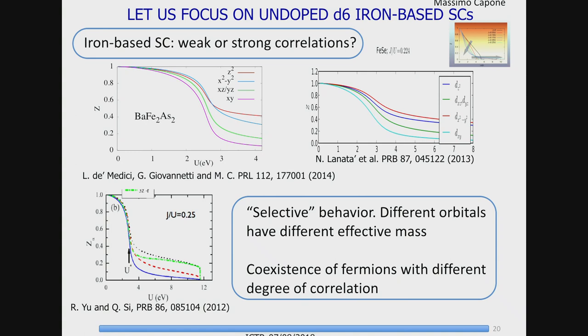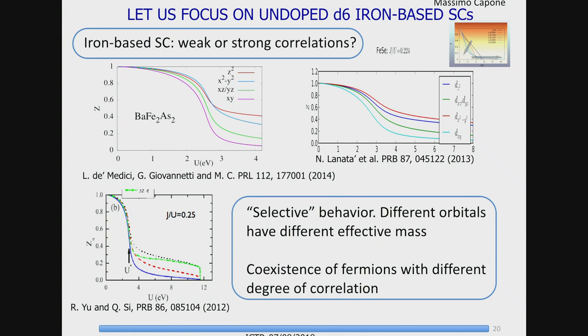This happens in all the cases with some differences, which, of course, boil down to the nature of individual materials. But when you enter this region, you also see a significant spread between the Zs of the different orbitals. This is plotted in an orbital-selective way. So when I enter this region where the Z are flat, since the orbital fluctuations are frozen, I have an orbital-selective behavior. And even tiny differences in the original electronic structure can turn into significant differences in the renormalized electronic structure, and in a significant difference between the Zs.